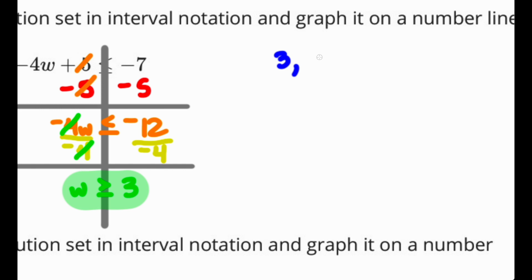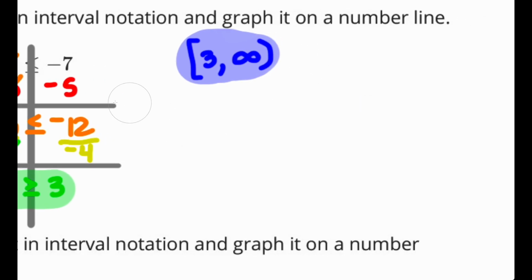The biggest number, since we're just going for greater than, is going to be infinity. You can't actually ever get to infinity, so you put the parentheses on there. You do include the 3, so you have to have a bracket. This is how you would write that answer in interval notation: bracket 3, comma, infinity. Now it also says that we have to graph it on a number line.